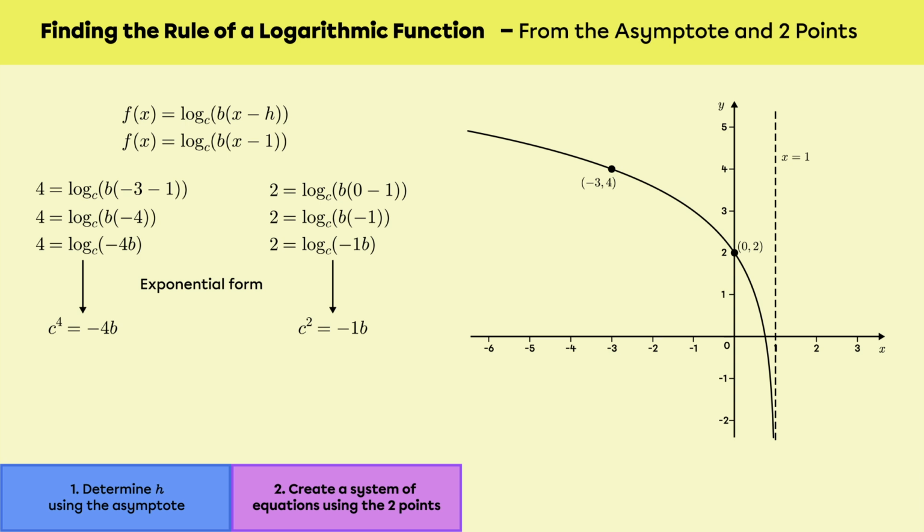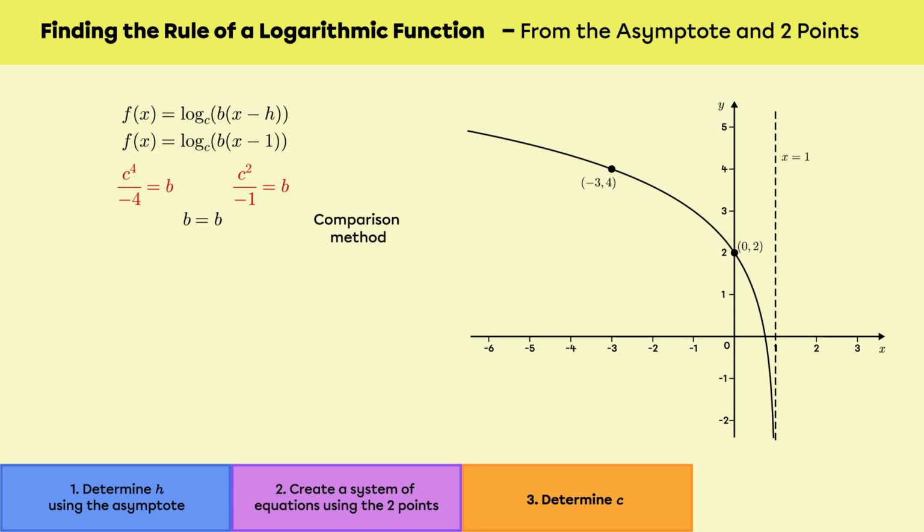Let's use the comparison method to solve the system of equations. We need to isolate the same variable in both equations. The simplest way is to isolate the variable b. The first equation gives c to the power of 4 divided by -4 = b. The second gives c squared divided by -1 = b. Now we set the two equations equal to each other. We get -1 times c to the power of 4 = -4 times c squared.